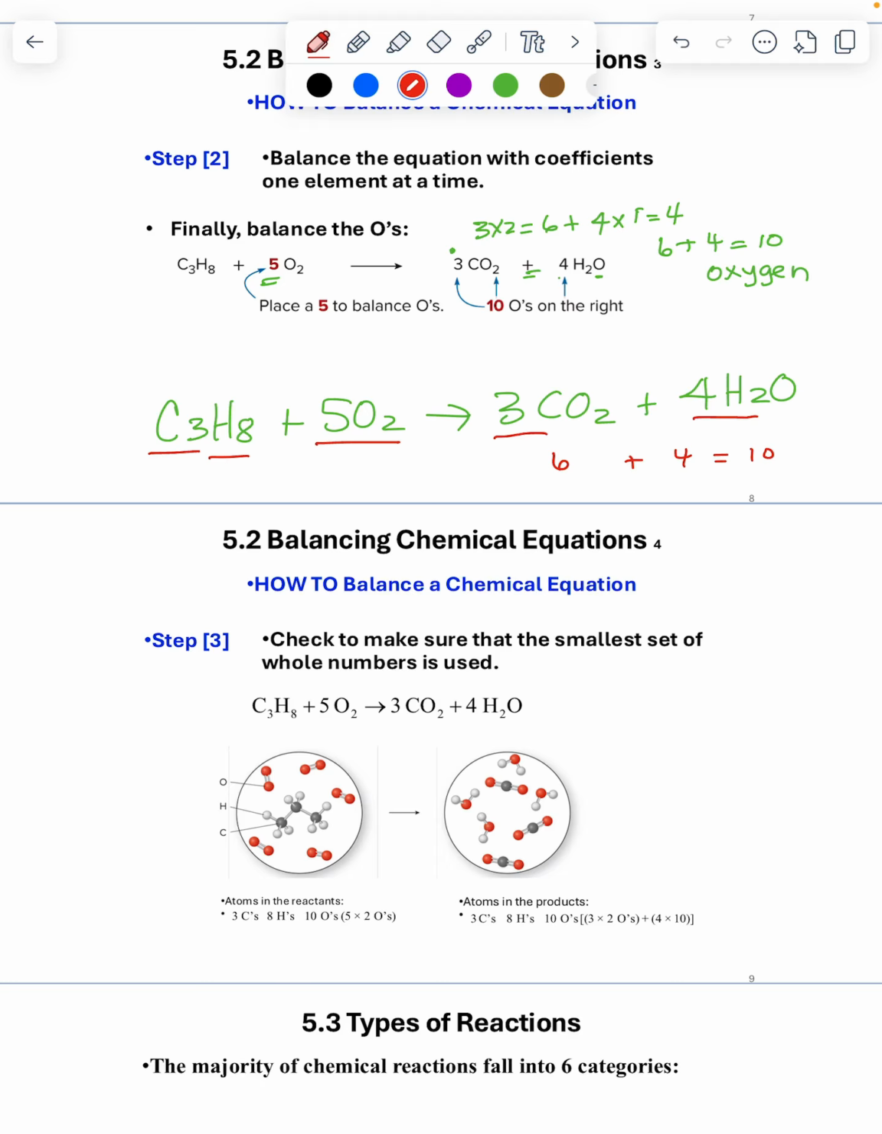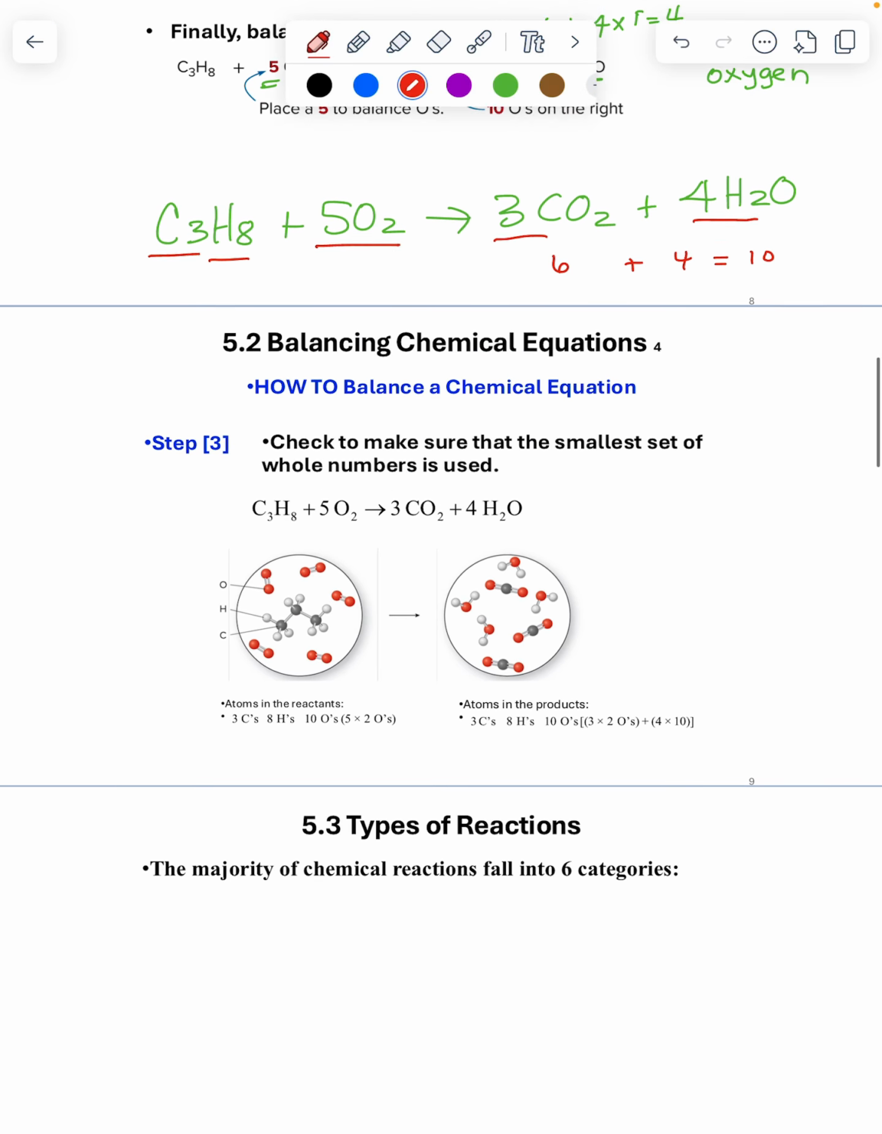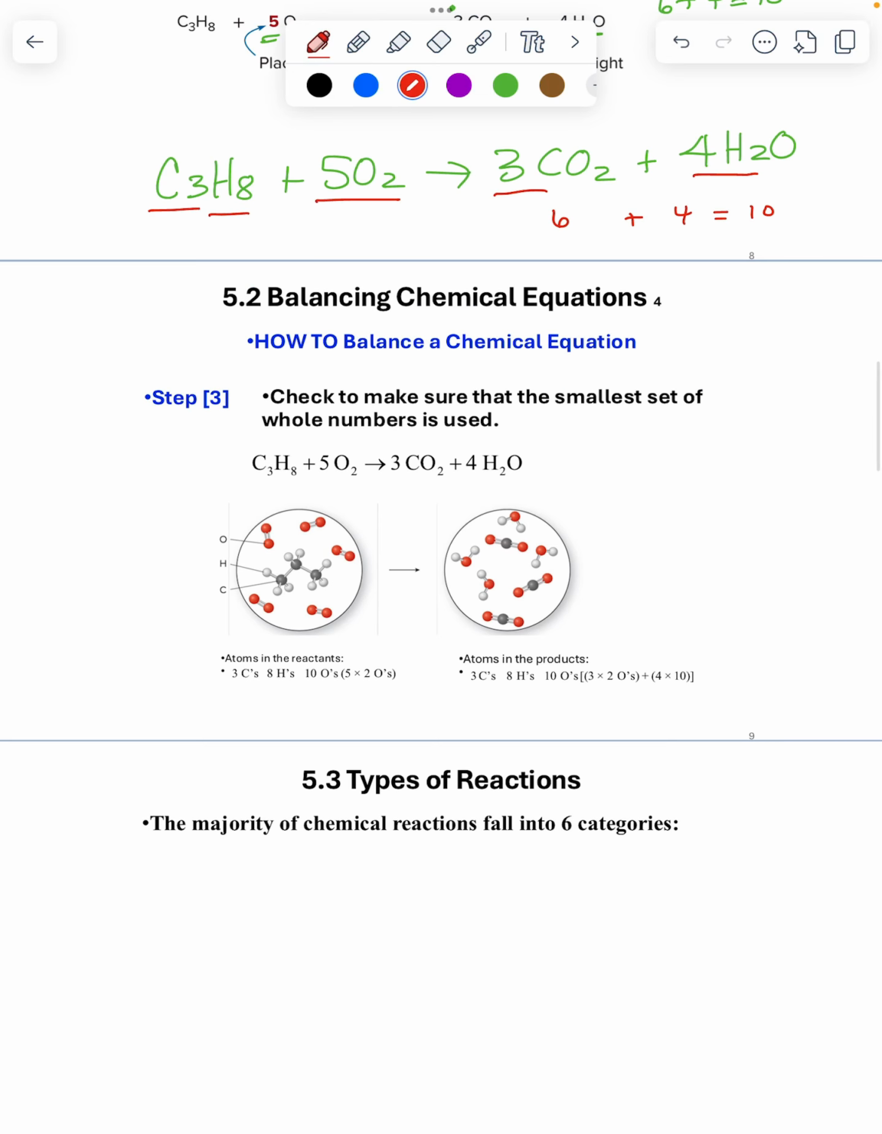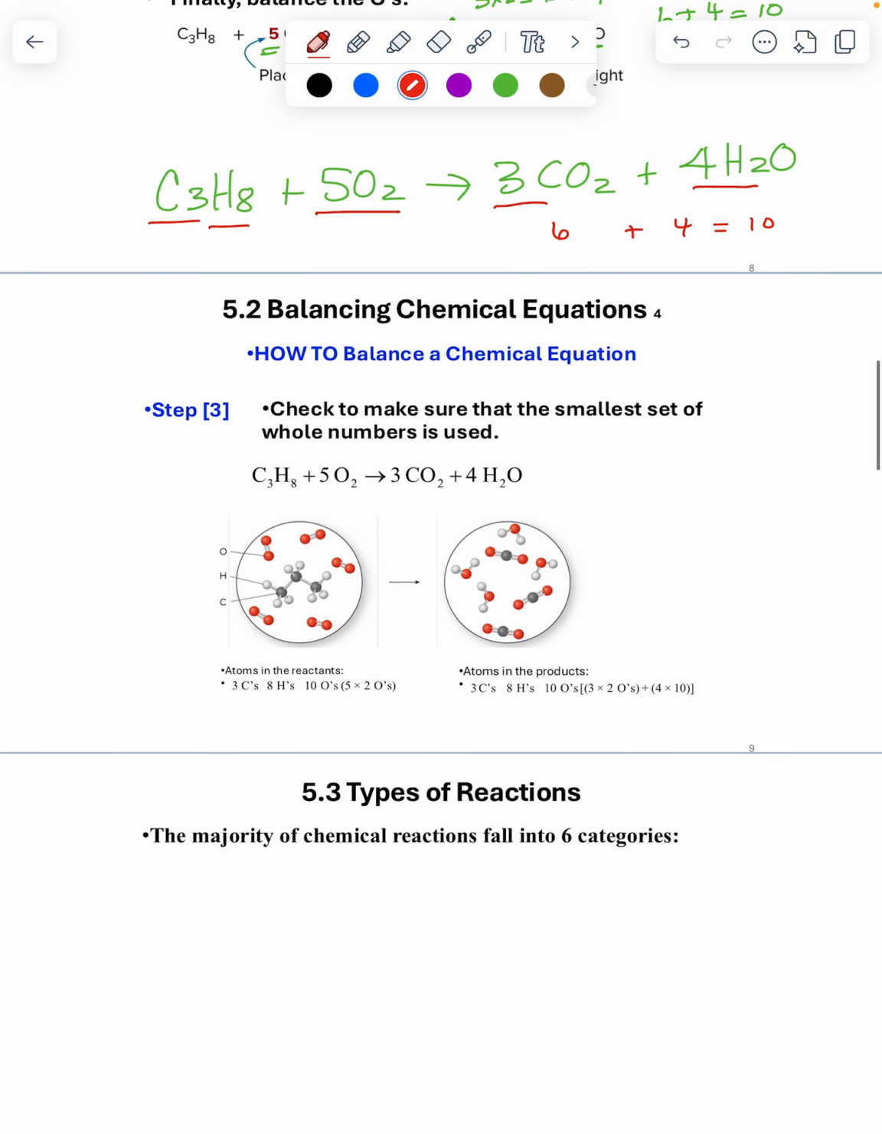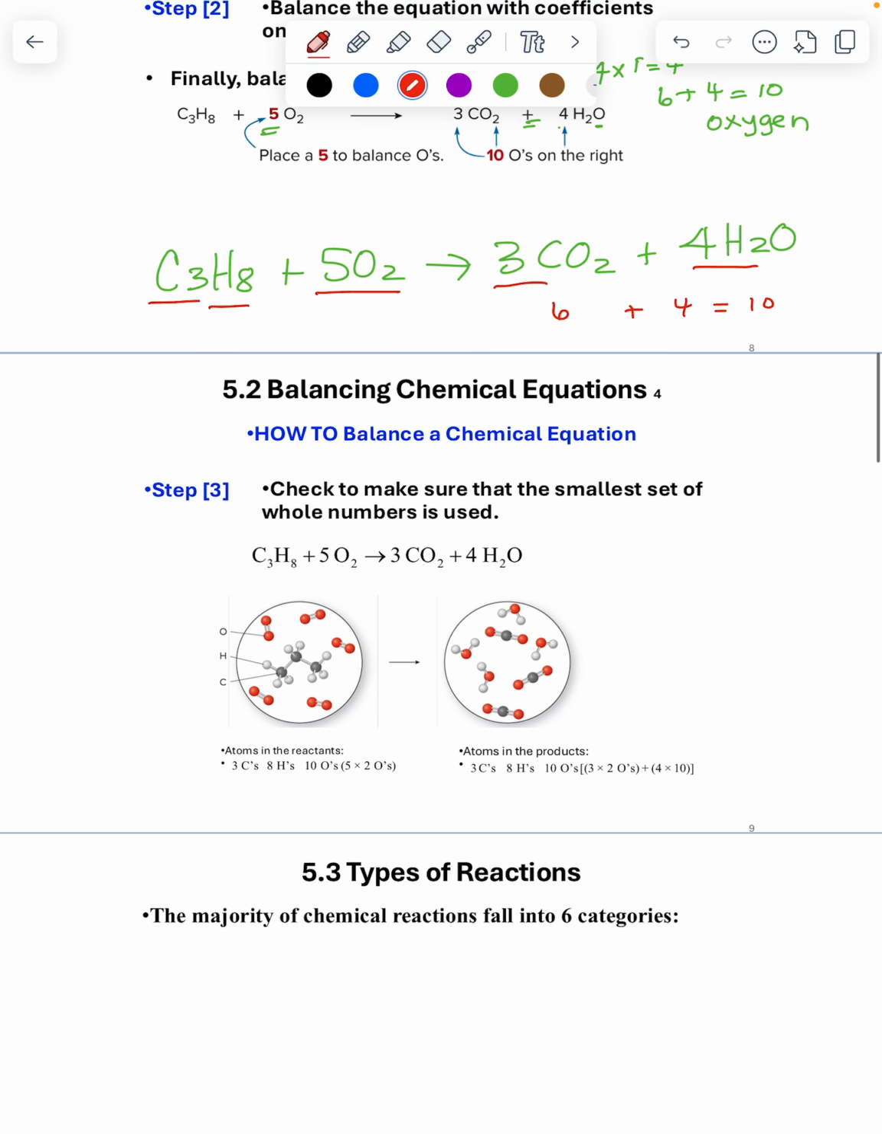Step 3, lastly, says check to make sure that the smallest set of whole numbers are used. Once you have a balanced equation, you want to check your coefficients. Remember, the coefficients are in front of the molecules, and you want to make sure they're in their simplest form. Here I have an understood 1, a coefficient of 1, a 5, a 3, and a 4. There's no way to simplify those numbers, so this would be the smallest set of whole numbers. So we can say check.